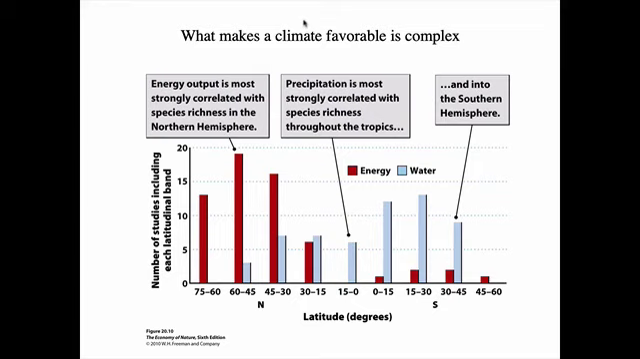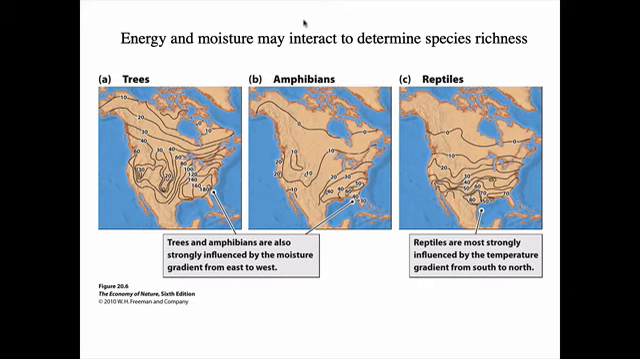So it's different. Now, let's look at particular taxa in the northern hemisphere. Here's trees and amphibians and reptiles. And what you can see is that there's an interaction between temperature, which is energy availability, and moisture. Look at where all the trees are. Down here in the swampy south. So it's hot and it's wet. And that's good for trees. And as you go north, you lose the radiation. As you go west, you lose the precipitation. So there's an interaction here.